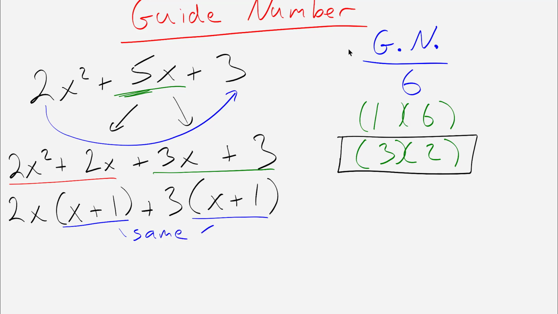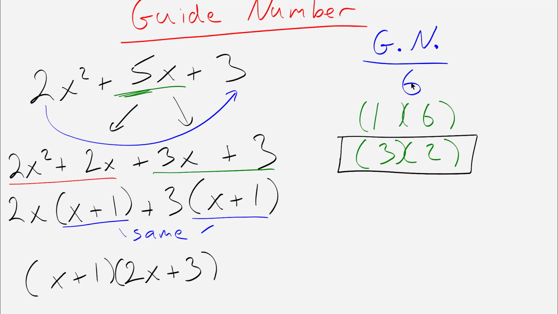Those two brackets have to be the same in order for your grouping to be correct. Then to finish it off, we just tidy it up. One of the brackets in our answer will be x plus 1. And the other bracket will be 2x plus 3. We got that from the 2x and the plus 3 outside. We're going to do a couple more examples, just a quick review over that. We get the guide number by multiplying the first number by the last number, the number in front of the x squared by the number at the end.